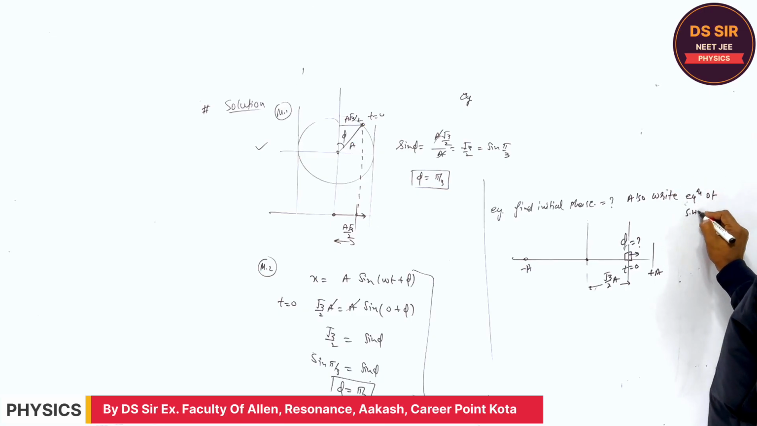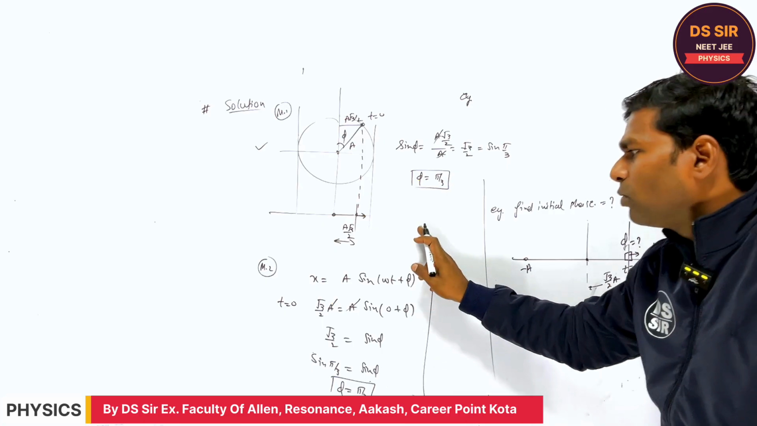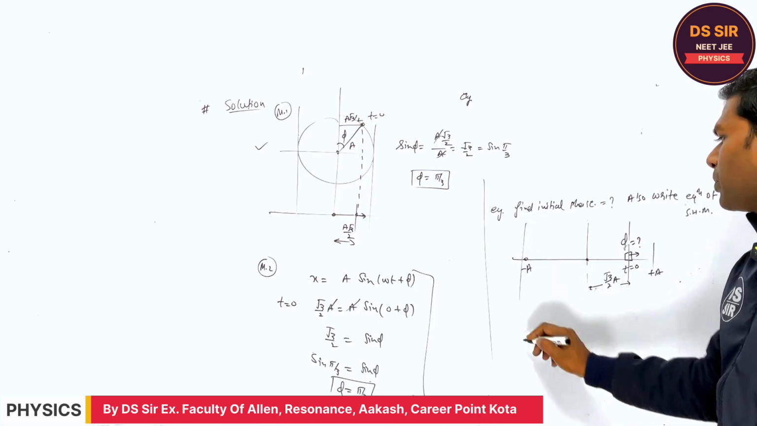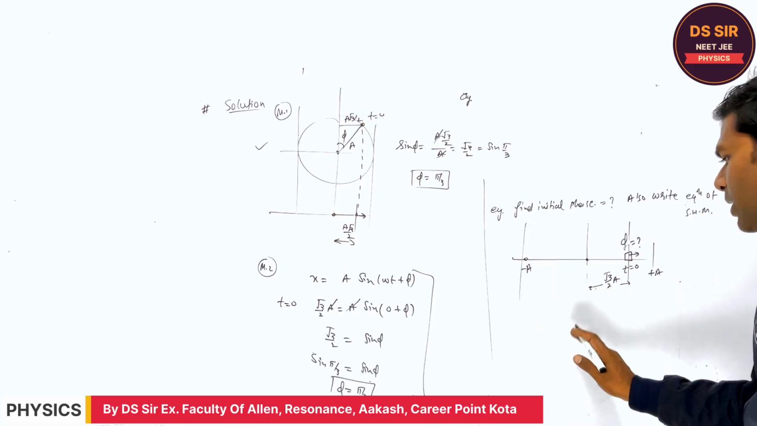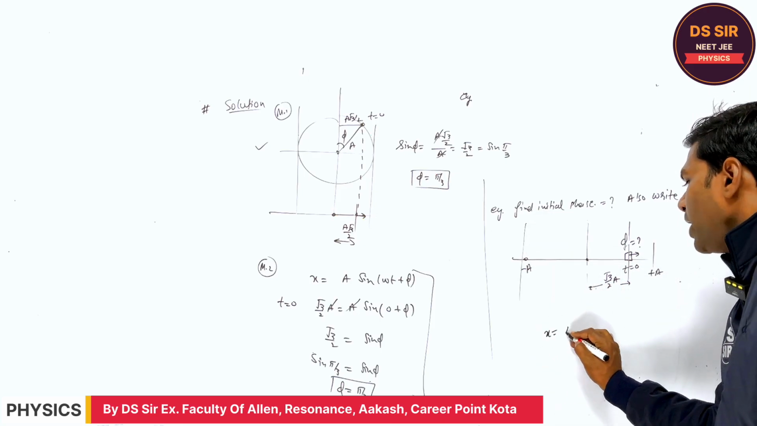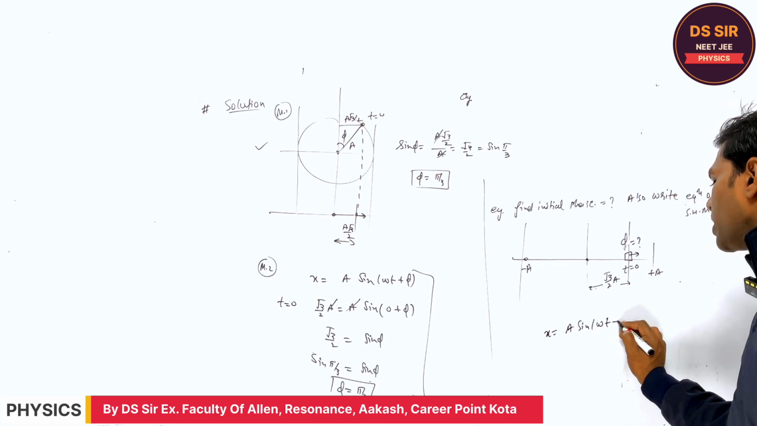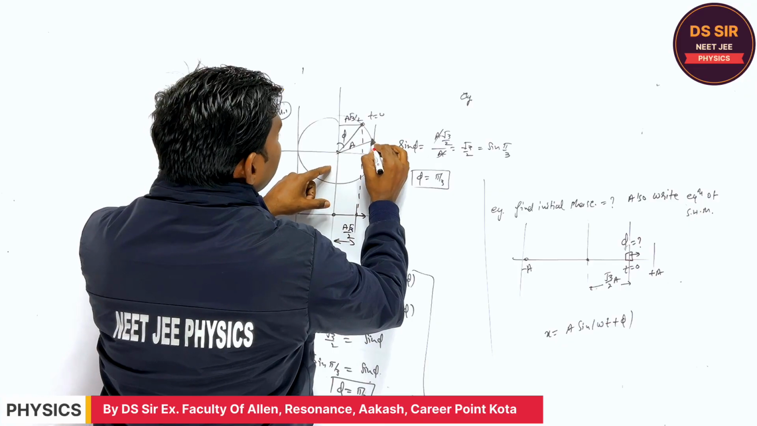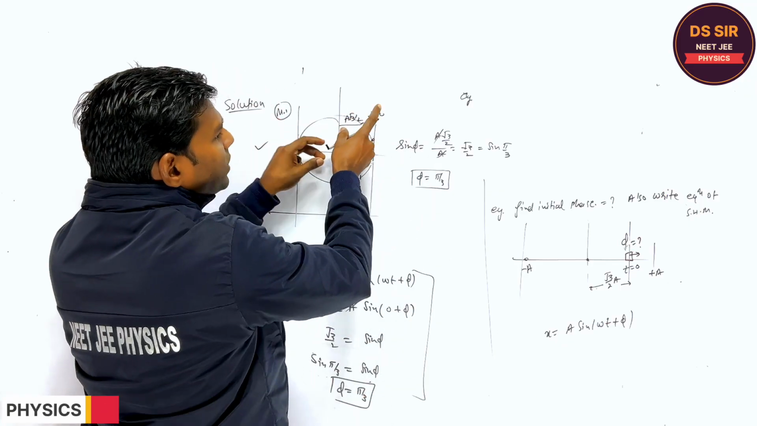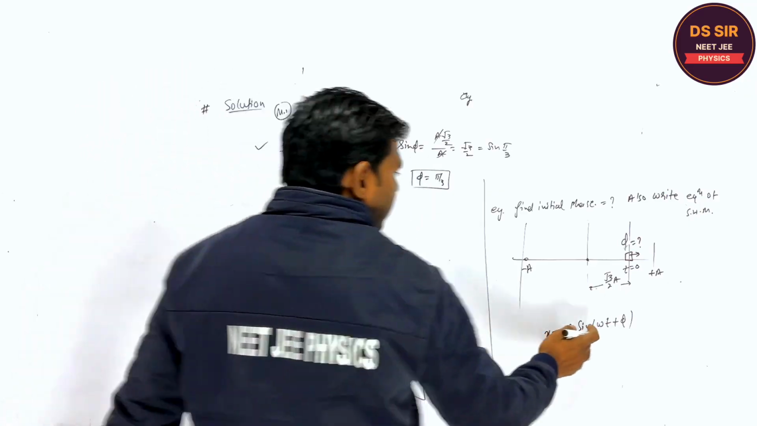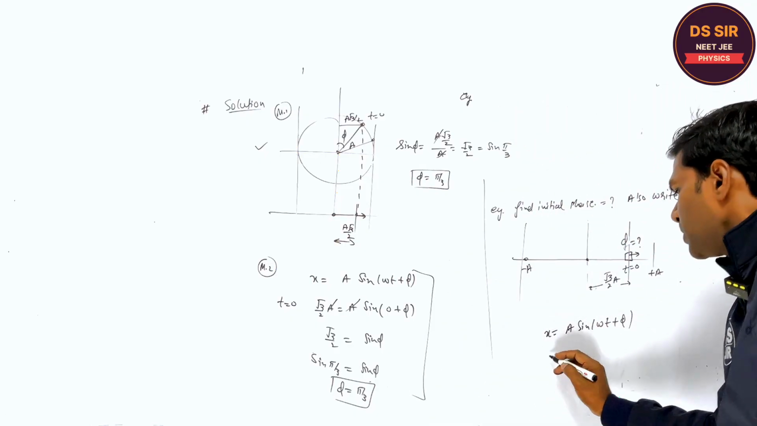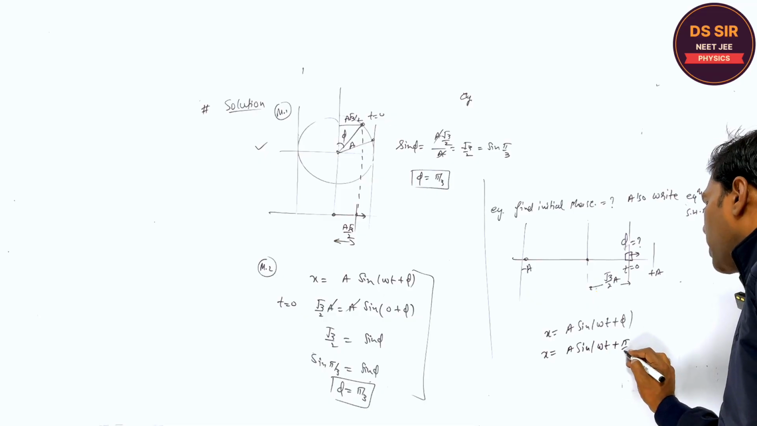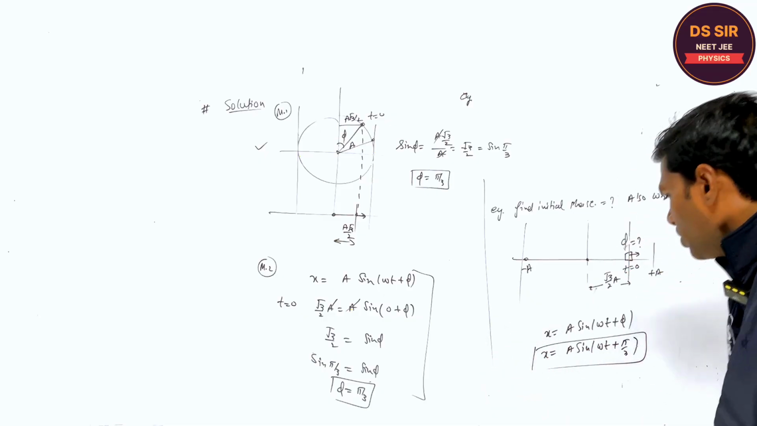Equation of SHM. Once you have found the initial phase, and suppose the amplitude is a and the angular frequency is omega, then x is equal to a sine omega t plus phi, because phi is already present. After some time t, it will continue to move in this way. So this is the general equation of displacement of SHM, a sine omega t plus pi by 3. That's it. Are you getting or not?